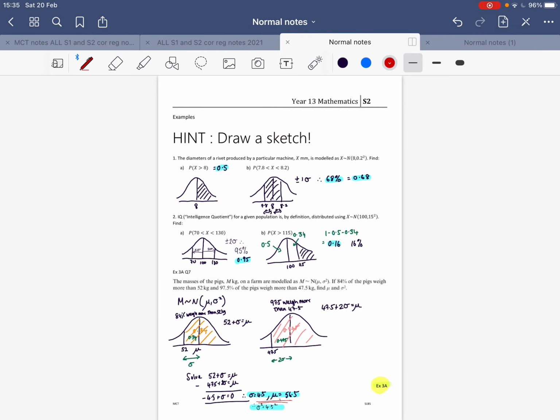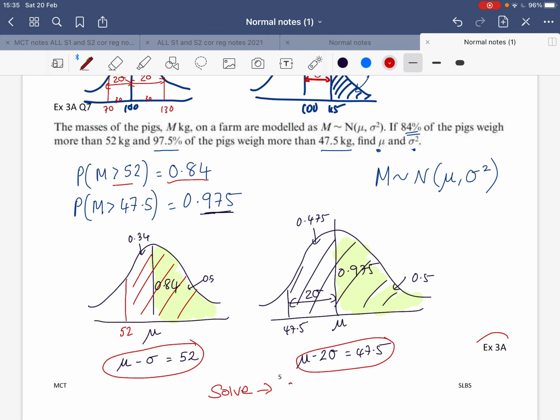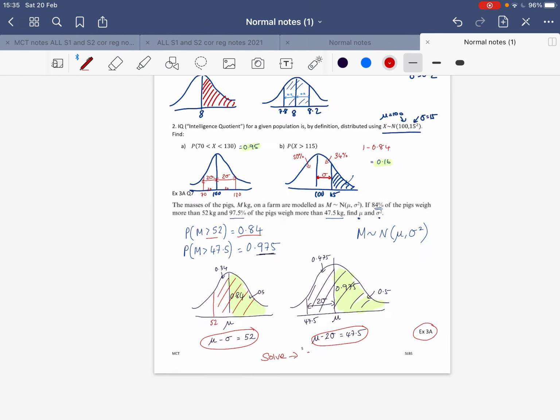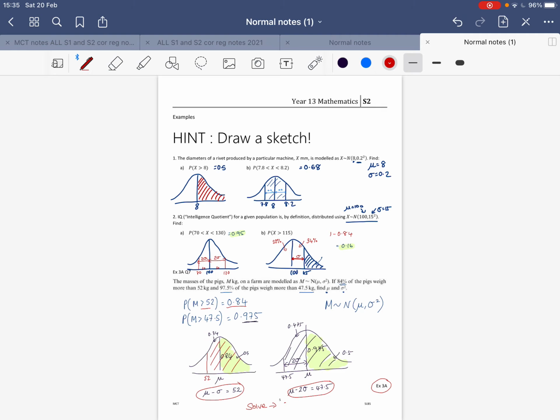Right, so that takes you to the exercise for this section, which is 3A. So work through that. Obviously we've already done question 7 there, so it shouldn't take too long.